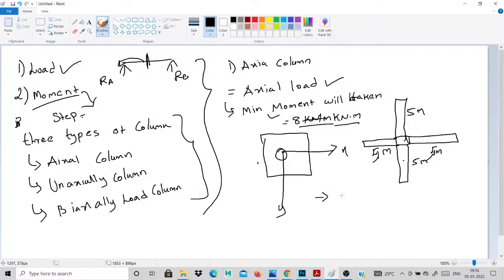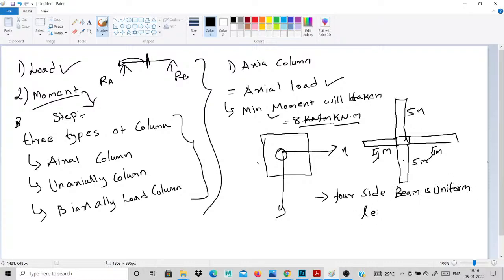Another point on how to identify your axial column: the four sides of your beam are of uniform length.